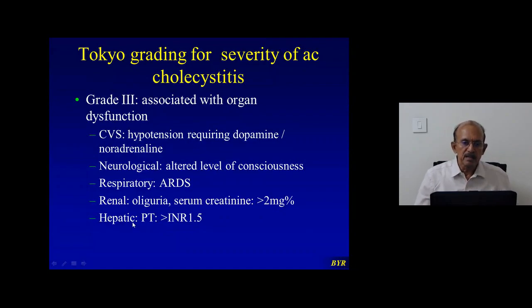Hepatic dysfunction is gauged by prothrombin time. The prothrombin time is 1.5 times that of the international normalized ratio.